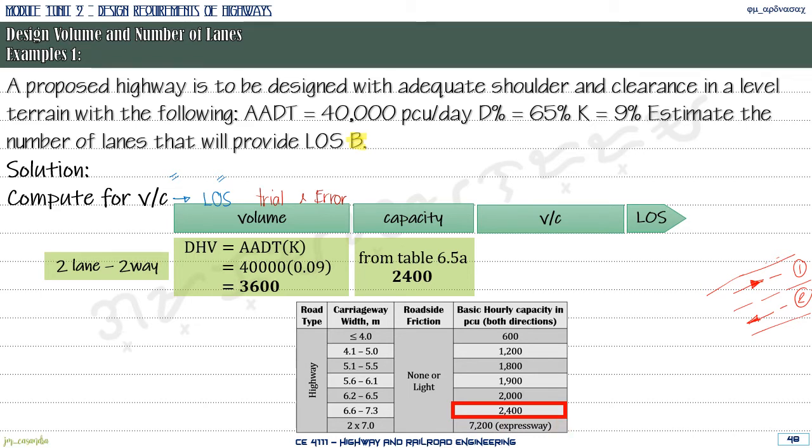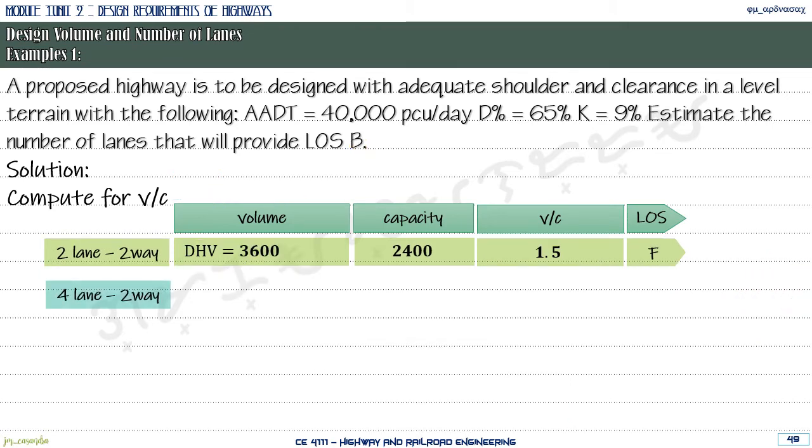Okay? So for the volume capacity, just simply compute 3,600 divided by 2,400. That will give us 1.5, and that is greater than 1, meaning the LOS for a 2-lane, 2-way for this given properties will be LOS F. So therefore, this is not the number of lanes that we want to have in our highway section or our proposed highway. So with this, proceeding now to our next assumption, which is a 4-lane, 2-way. So this is the next smaller lane or number of lanes that we will have.